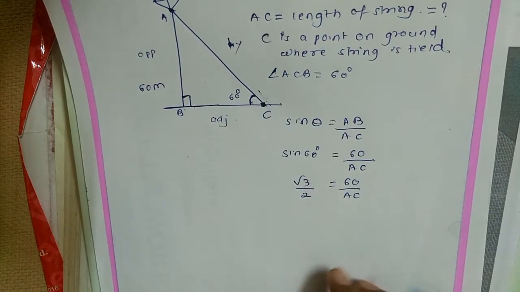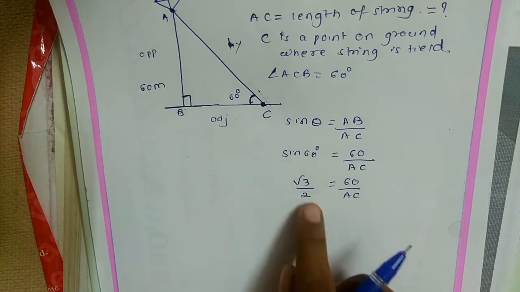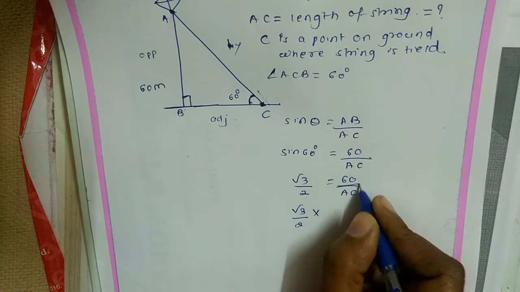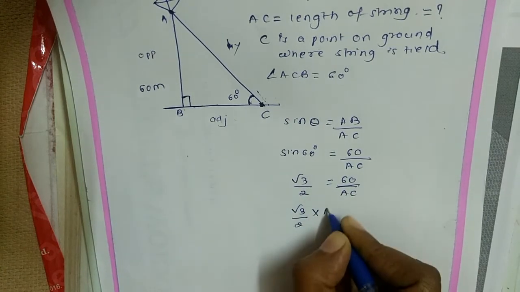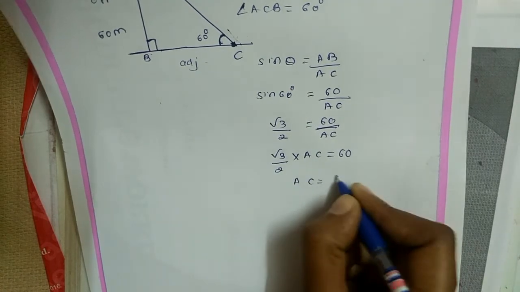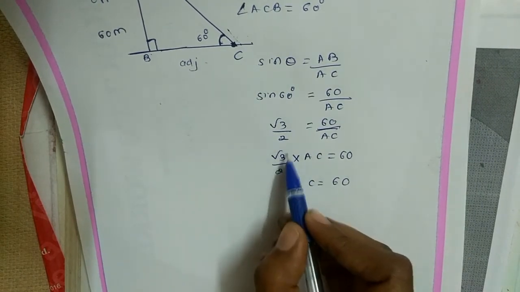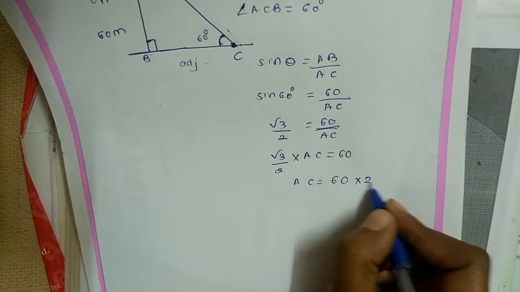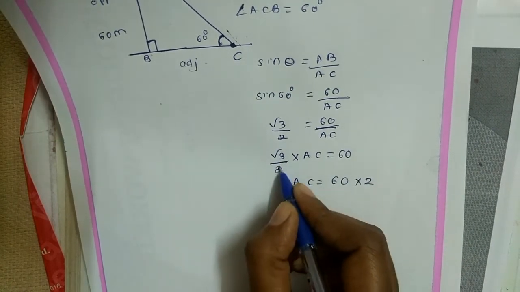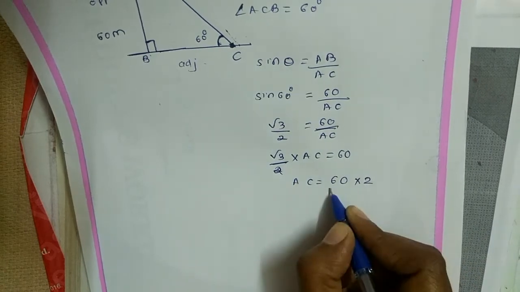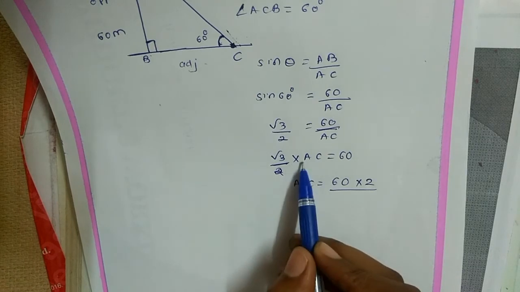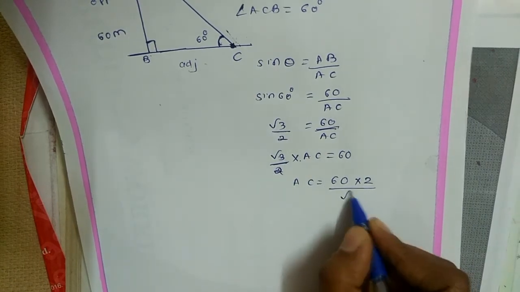In order to find AC, we bring AC to this side and root 3 by 2 to that side. So AC equals 60 divided by root 3 by 2. The divide by 2 becomes multiplied by 2, and the root 3, which is multiplied with AC, when brought to this side, gets divided.